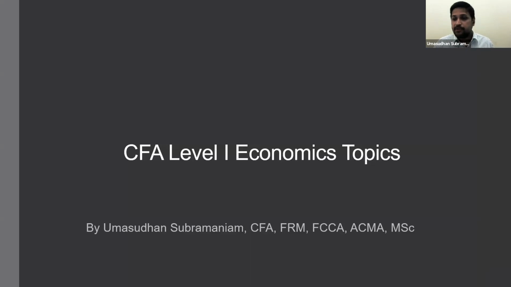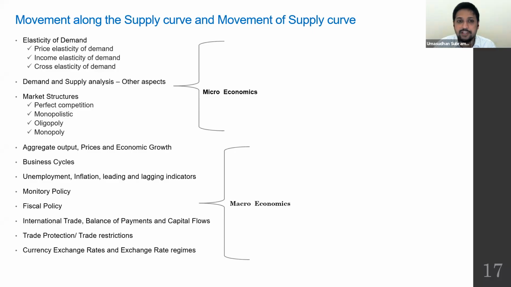So that's pretty much what I wanted to say as part of the introduction. And this is a very important slide. The last slide on the introductory slides is CFA Level I topic coverage. This is exactly what we are going to talk about in microeconomics and then in macroeconomics. In microeconomics, we are going to start today with elasticity of demand. There are three types: price elasticity of demand, income elasticity of demand, and cross elasticity of demand.